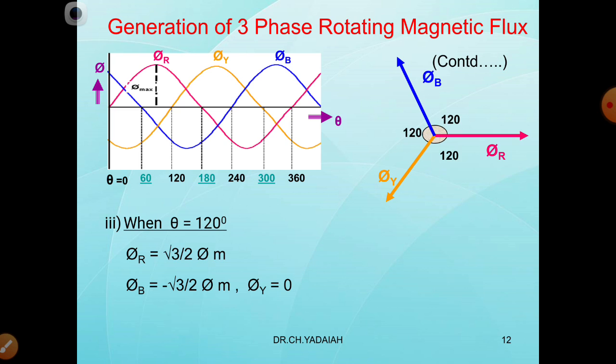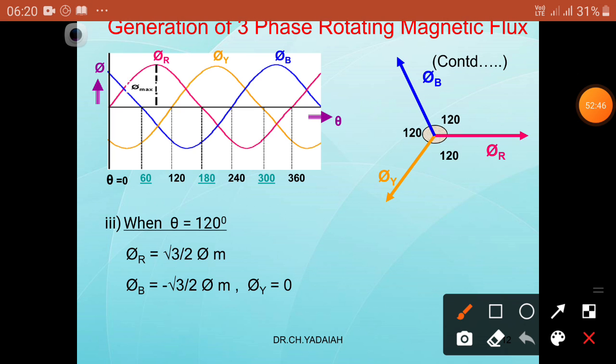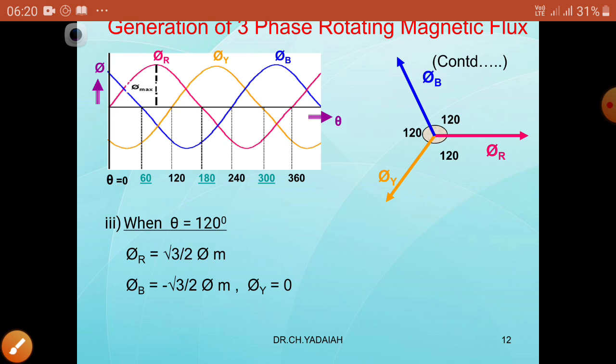Then based on this, you write the vector diagram. Now R phase is in the same direction and B phase is in the minus direction. Instead of this direction, we draw this direction. Now the resultant value is phi r, and phi r is equal to 1.5 times phi m. So you can observe this.